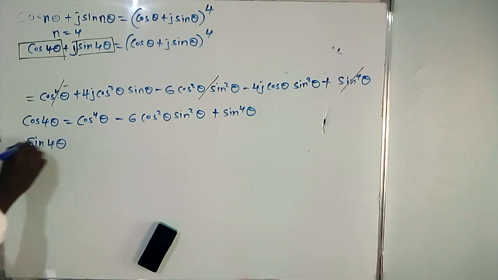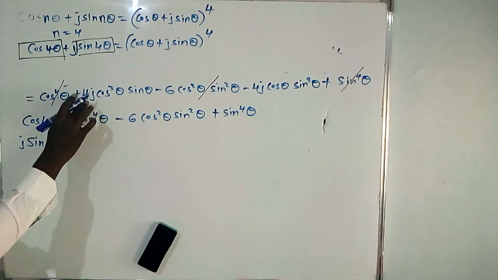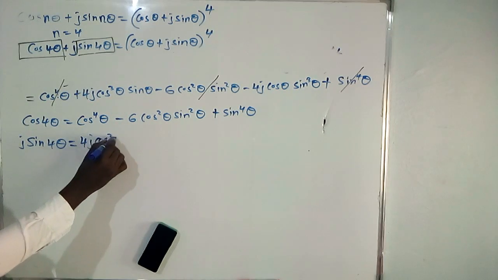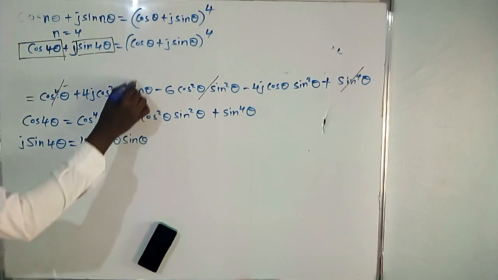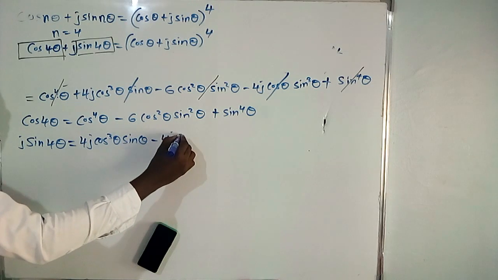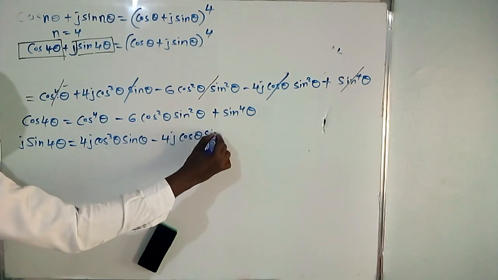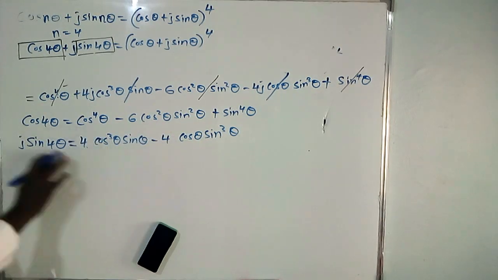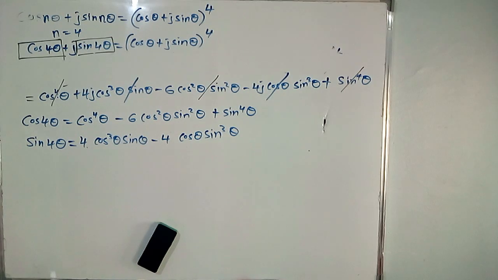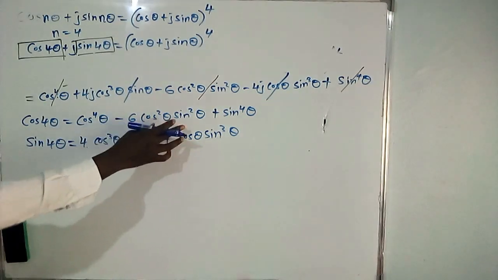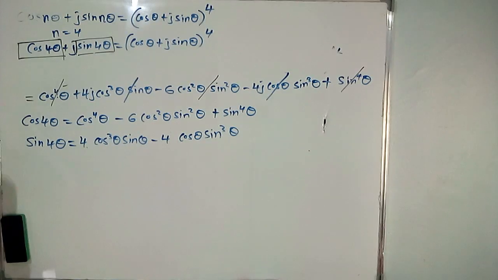So the first term with j is 4j cos cubed theta sin theta. The next term with j is negative 4j cos theta sin raised to power 3 theta. So you can see j is common all through, so j cancels out all through, isn't it? Are we together? So when j cancels out, you remain with sin 4 theta is equal to 4 cos cubed theta sin theta minus 4 cos theta sin cubed theta.